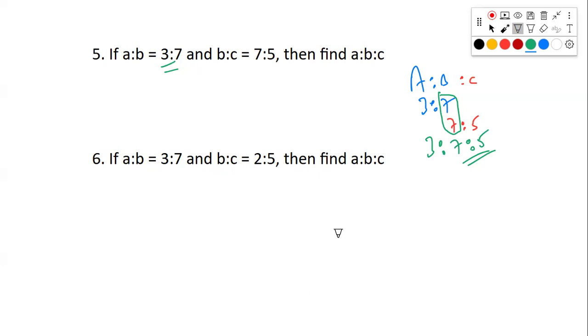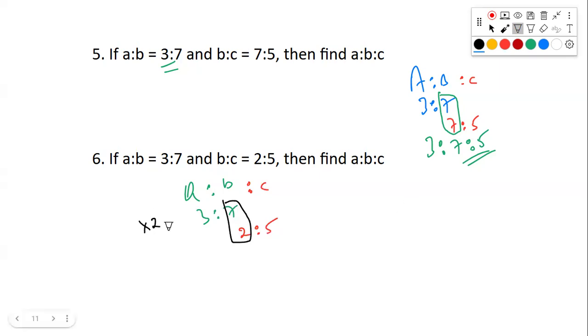A is to B, B is to C, then find A is to B is to C. Same thing. Again, you will write A is to B, which is 3 is to 7, and B is to C. So I'm just adding C here. But this ratio is 2 is to 5. Now I have a challenge. B is common with A, B is common with C, but it has two values. So how to make it same?